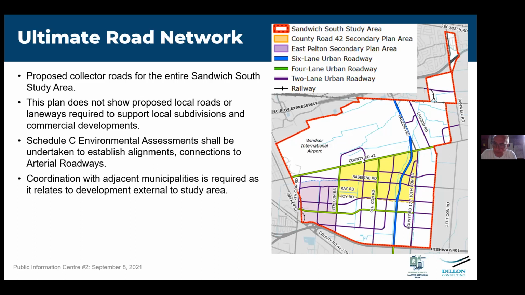Okay. What you'll see in the proposed land use plan is that ultimately there would be development in the vicinity of County Road 42. So this is a conceptual road layout to provide service to the proposed development within that area. Okay. So there are no specific plans.